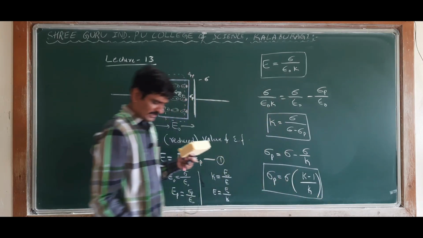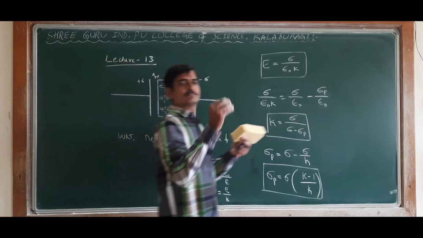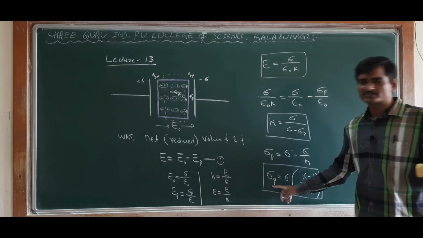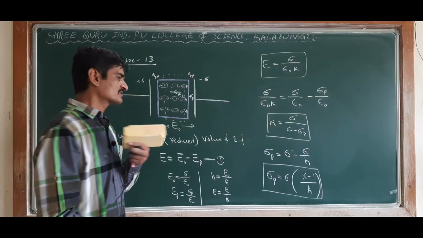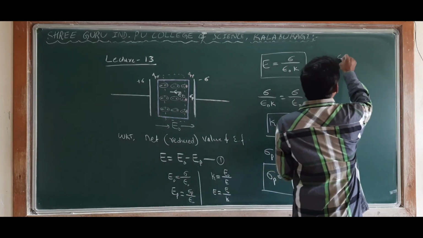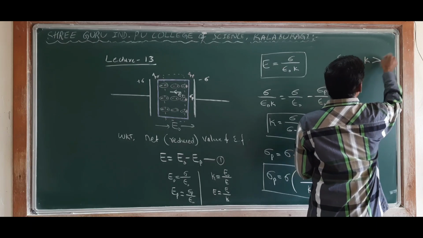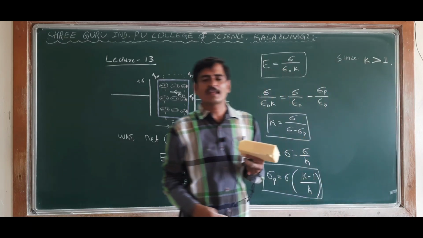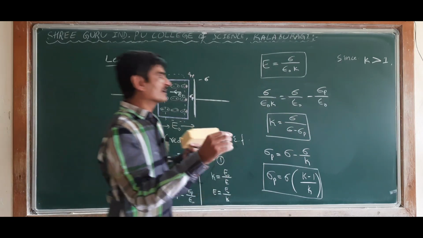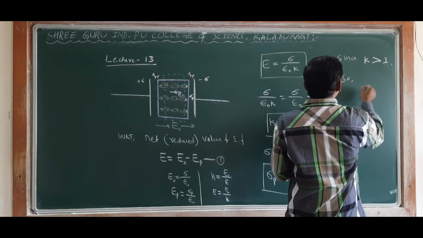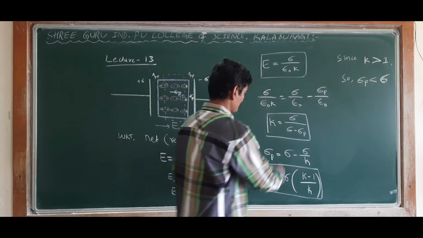Sigma P is nothing but the surface charge density of the polarized dielectric, or the induced surface charge density. Since we know the value of K is always greater than 1, that is, the dielectric constant of a dielectric medium is greater than 1, we can tell that sigma P will be less than sigma by using this formula.